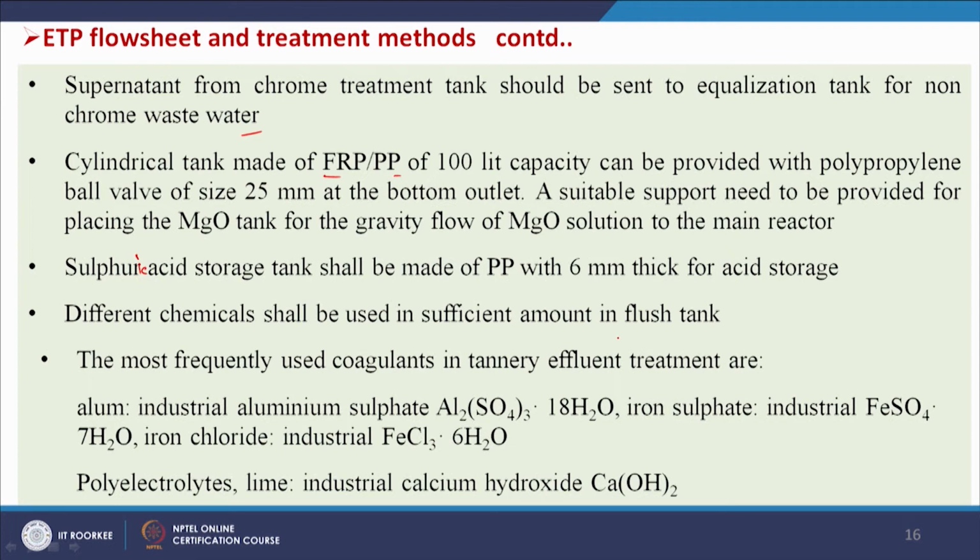Different chemicals shall be used in sufficient amount in the flash tank, and the most frequently used coagulants in tannery effluent treatment are industrial aluminum sulphate Al2(SO4)3.18H2O, iron sulphate, industrial FeSO4.7H2O, iron chloride, industrial FeCl3.6H2O, and polyelectrolytes, lime, industrial calcium hydroxide Ca(OH)2.